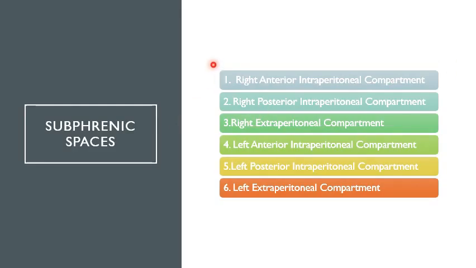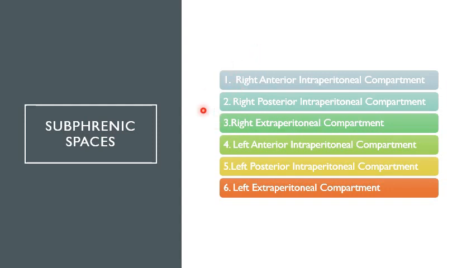Now, as I told you, there are 6 subphrenic spaces. Subphrenic, phrenic indicates diaphragm. So they are beneath the diaphragm. They are very important because they are the most common sites of pus formation, which in turn leads to abscess formation. So subphrenic spaces are important because they are common sites, especially important for the subphrenic abscess formation. So you need to know about them.